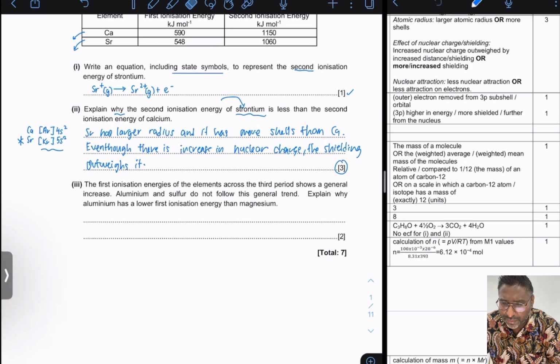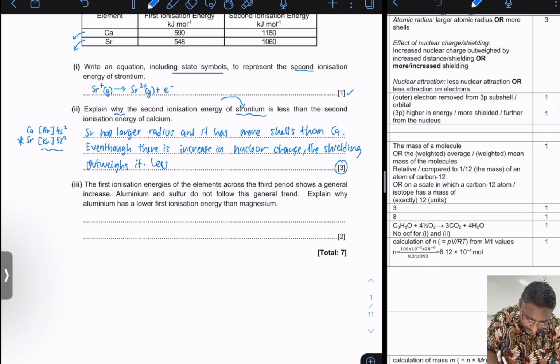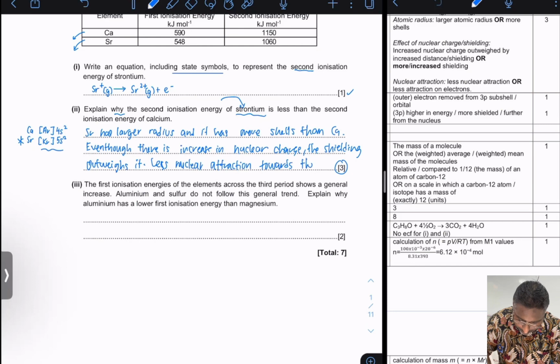So I'm talking about the shielding effect, and you can say because of that, there is less nuclear attraction towards the 5s orbitals compared to the 4s orbitals in calcium.